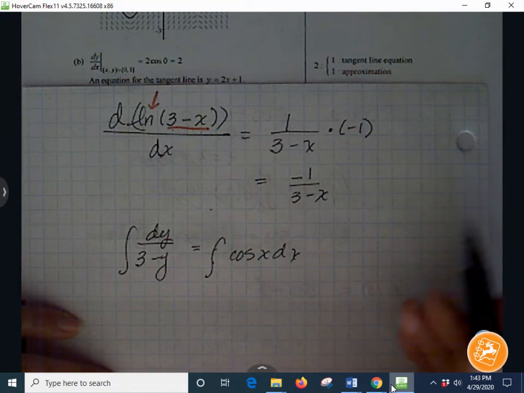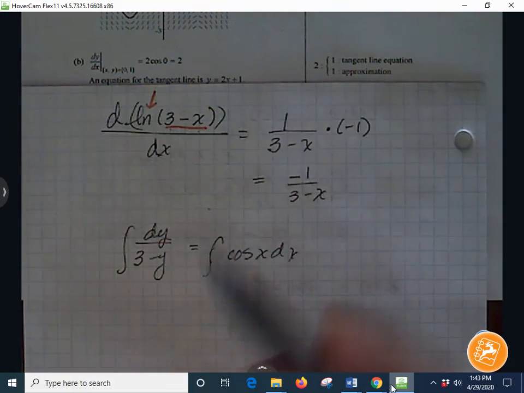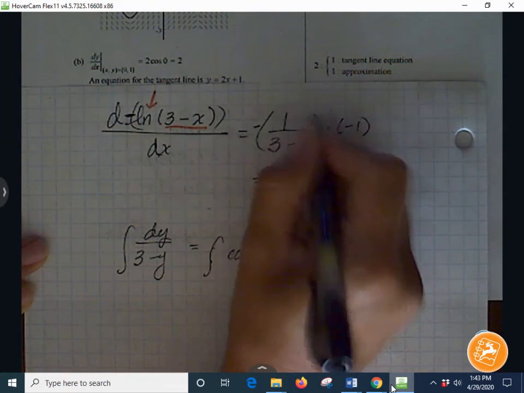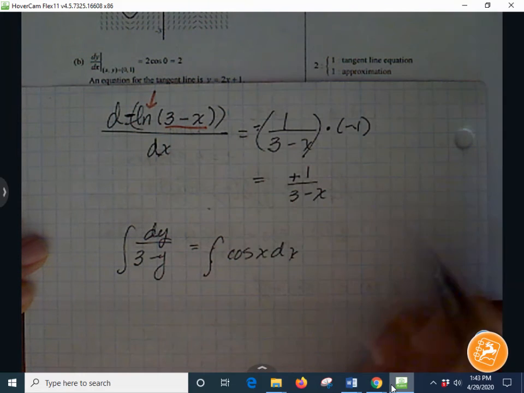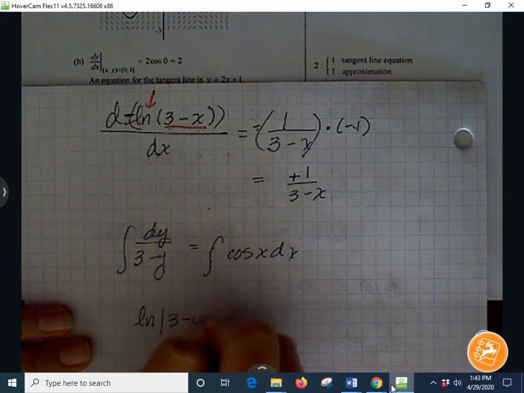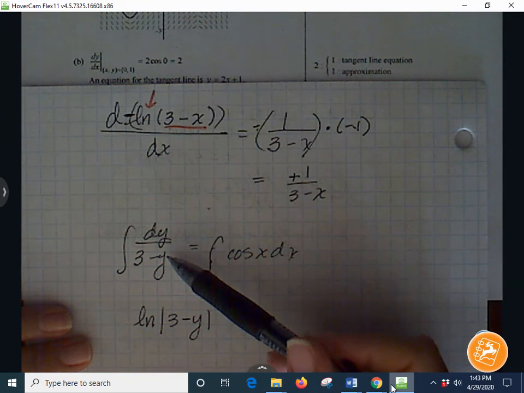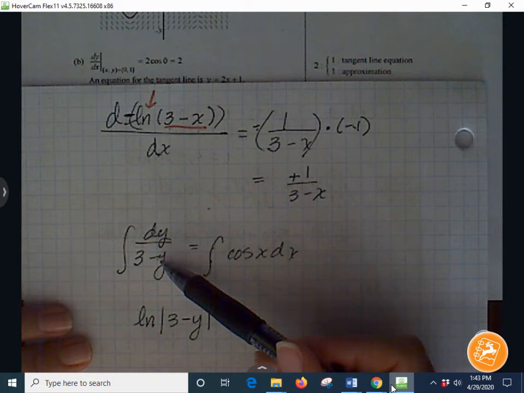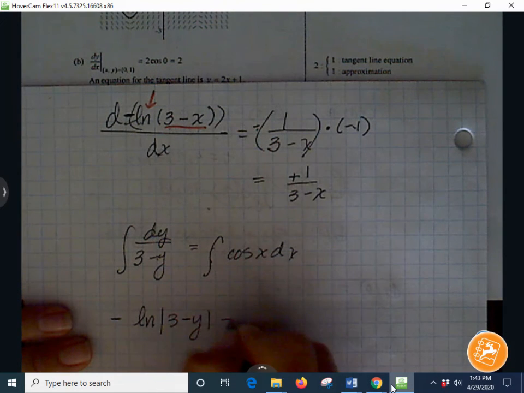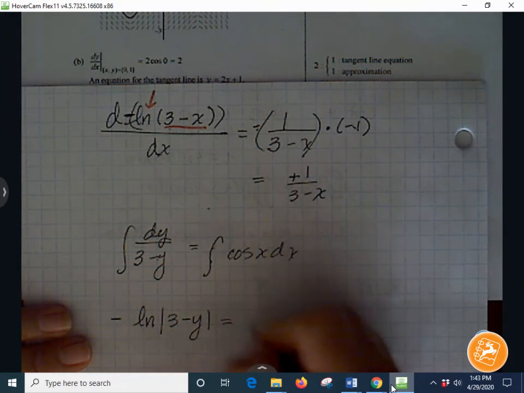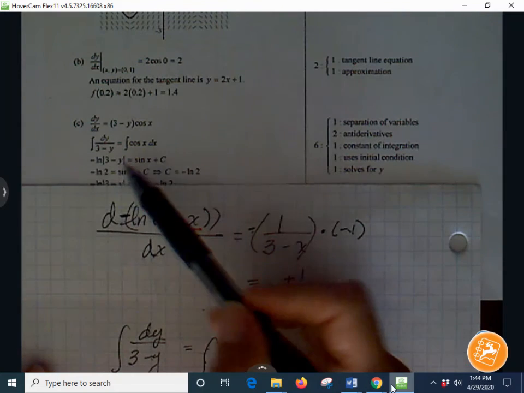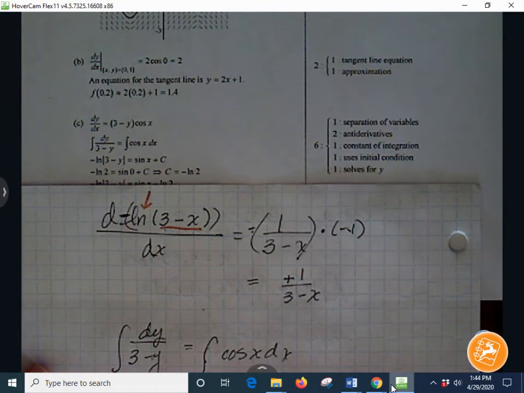So in order to undo that, I would have divided by a negative. Had there been a negative right there, there would be a negative here, and that negative would turn to a positive. So that's why the antiderivative of this would be natural log absolute value 3 minus y, and then to take care of the chain rule, we would divide by a negative 1, is equal to, then we'll continue, the antiderivative of this is going to be sine x plus c. Okay, so that is how they have a negative in front of the natural log.